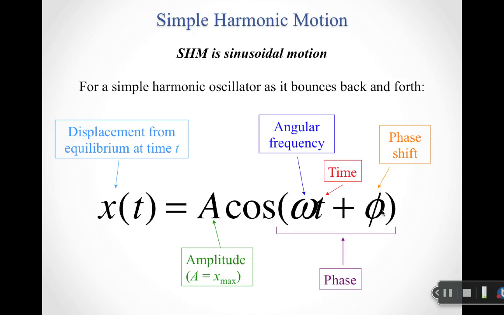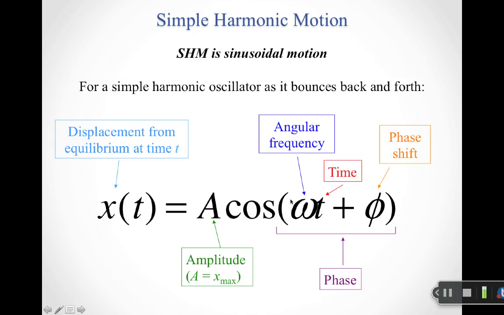It basically gives us the ability to start our clock when we don't have our mass out at amplitude. But what we're typically going to do is pull our mass out to its maximum displacement and then let it go, and we'll start our clock when we let it go, and therefore our phase shift will be 0. And so we'll deal with the equation x = A cosine omega t.